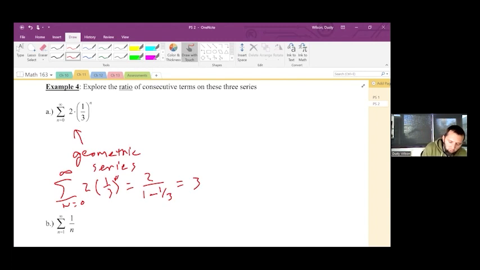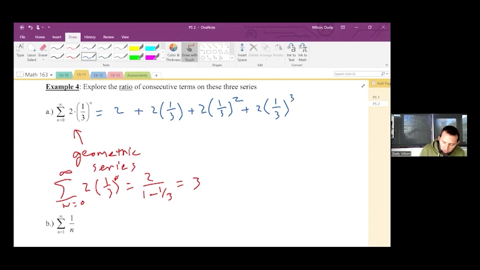But for our purposes, what I want to point out is that this thing is equal to 2 plus 2 times 1/3 plus 2 times 1/3 squared plus 2 times 1/3 cubed plus 2 times 1/3 to the 4th plus dot, dot, dot, dot. Okay, so that's what my series looks like.